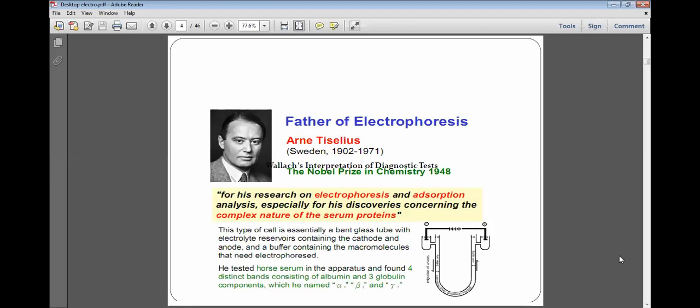One of the Swedish scientists, Arne Tiselius, was awarded the Nobel Prize for his work on electrophoresis, while working on the separation of the complex nature of some serum protein samples.